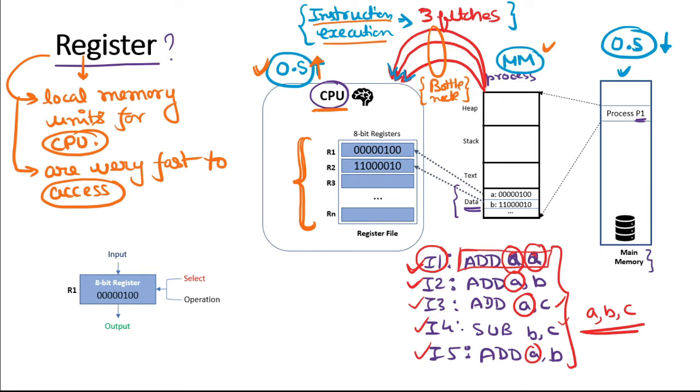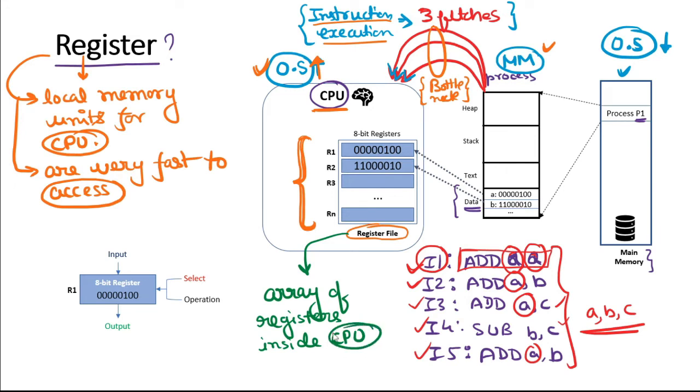So these registers are very fast. Now there is an entire set of these registers. We generally call the array of all the registers a register file. So a register file is nothing but an array of registers inside the CPU. Registers are basically the fastest memory unit of a computer.